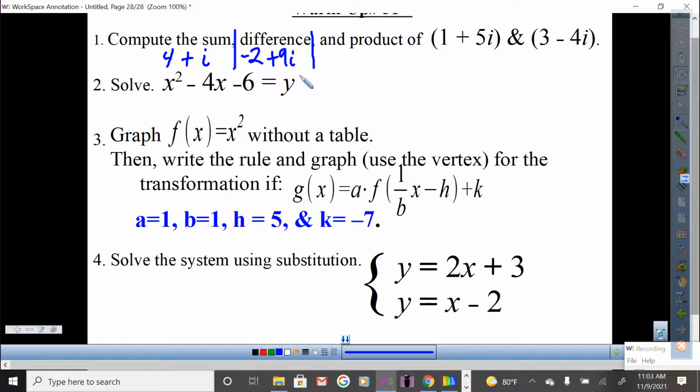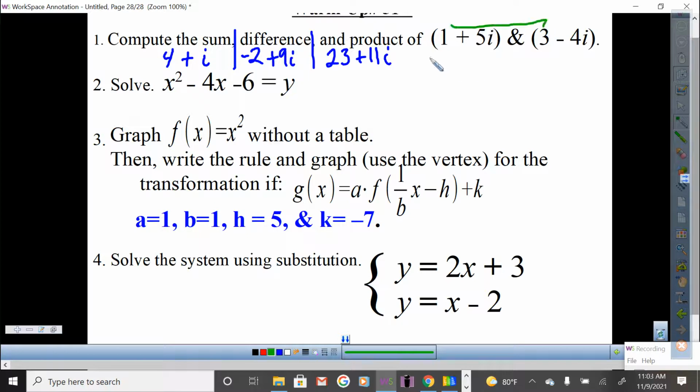Okay. Product. Noor, what'd you get for the product? 23 plus 11i. Hands if you got that. That is correct. Now, you got to remember that at the end, once you do the multiplication, anytime you see an i squared, you need to substitute what number? Negative 1. So let me show you really quick what we're talking about.